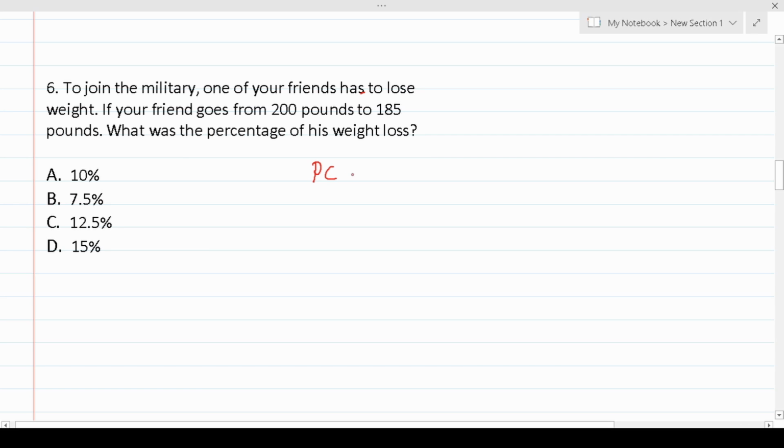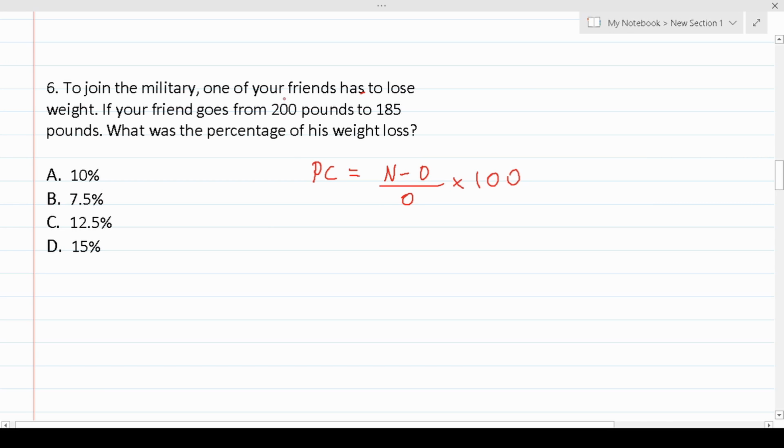It's percent change equals new amount minus old amount over old amount times 100. If this percent change value is positive, you know there's an increase. If this percent change amount is negative, you know there's been a decrease. So let's identify our new and old amounts and then solve accordingly.